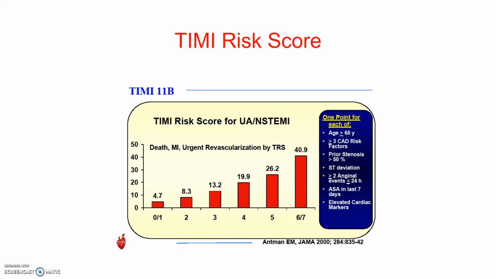Next, we will discuss the TIMI risk score, and this was derived from the TIMI 11B trial. It has 7 criteria, and there's a point ascribed to each criterion. It portends a prognosis based on your cumulative score of 0 to 7. A score of 0 to 1 corresponds to a 4.7% risk of major adverse cardiovascular events, which by definition includes death, myocardial infarction, or urgent revascularization, whereas a score of 6 to 7 corresponds to a mortality or major adverse cardiovascular event rate of 40.9%.